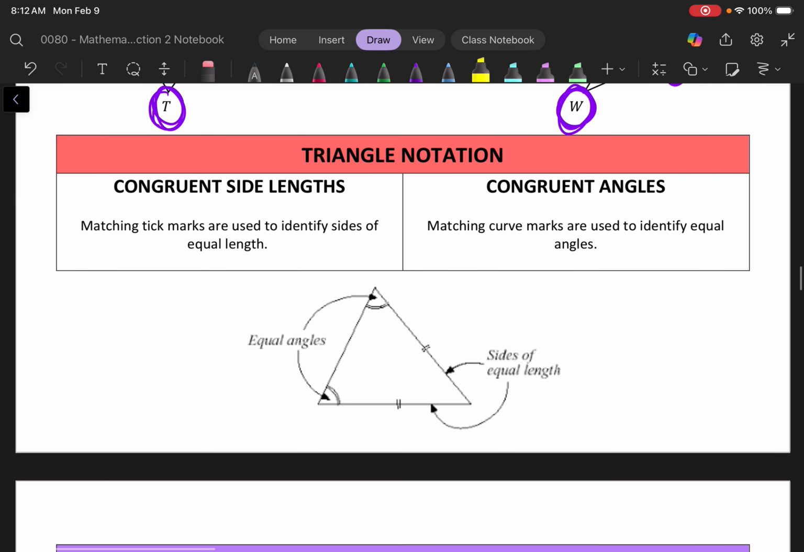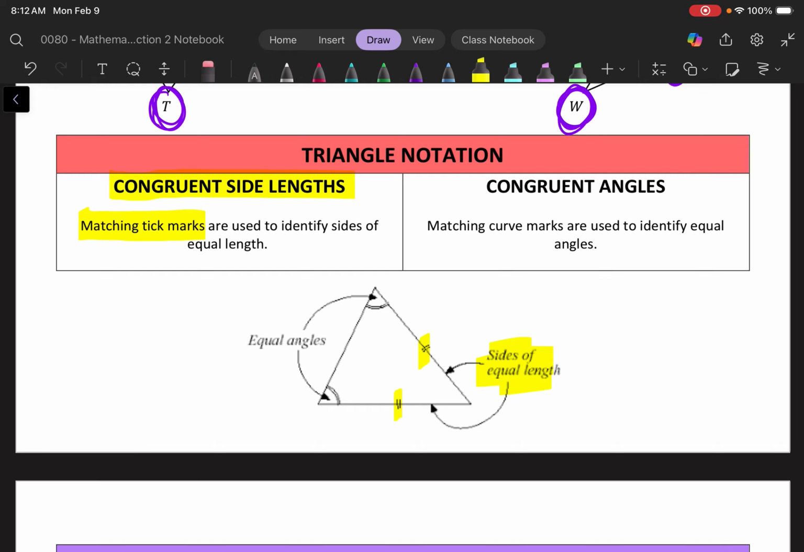Okay, next, we've already kind of talked about this, so I just want to bring attention and remind you of it. But when we talk about congruent side lengths or congruent line segments, we use little matching tick marks to show that side lengths are congruent. So if I have the same type of tick marks on these two sides, I have matching ones, that implies that those two side lengths are congruent, or they're sides of equal length. Okay?